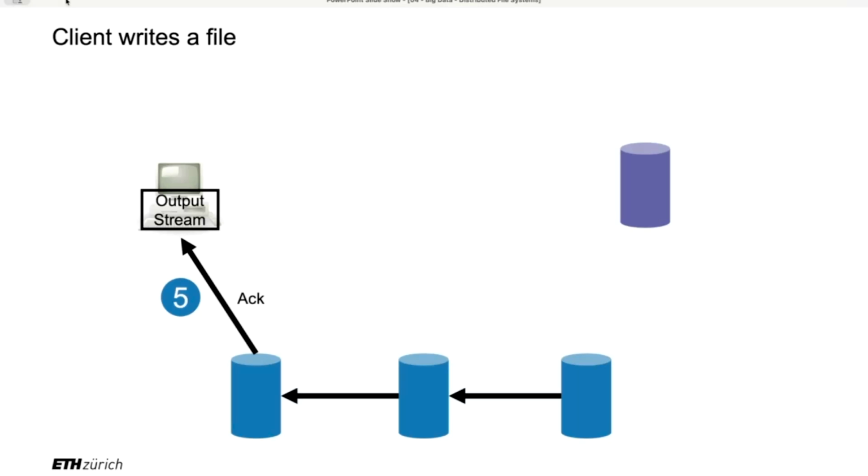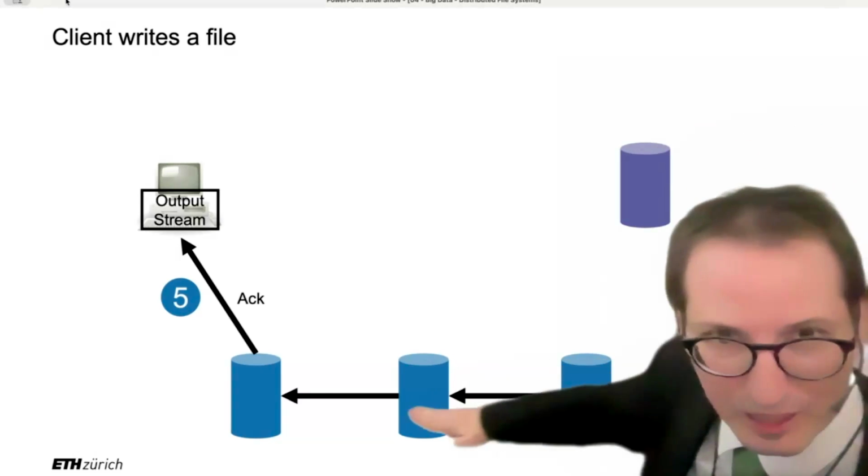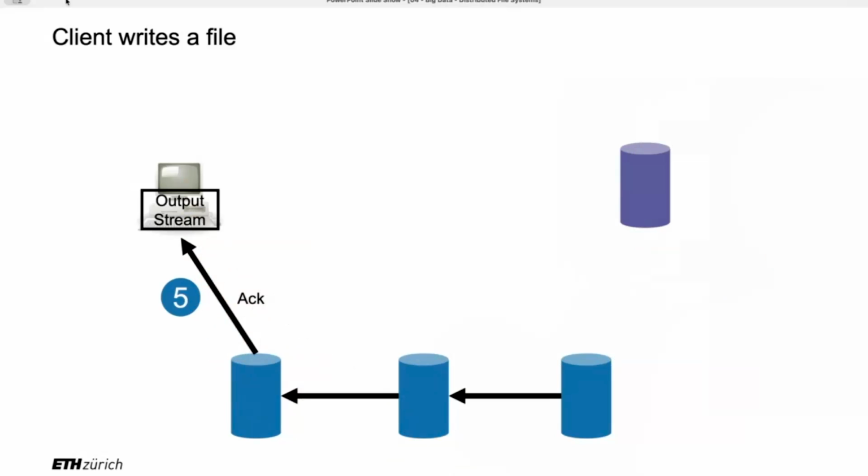The ack is sent by every node, but always respecting the pipeline. There is no direct connection to the client from these ones, right? So it really goes like this all the way back to the clients, right?